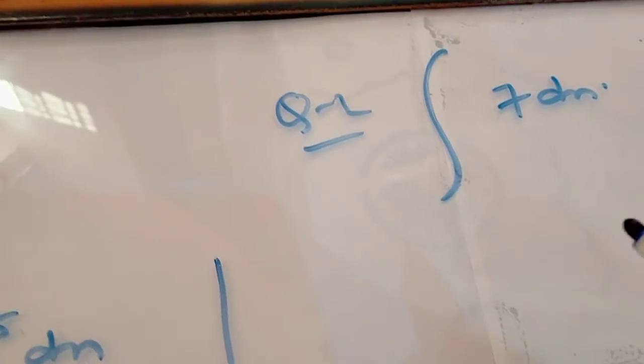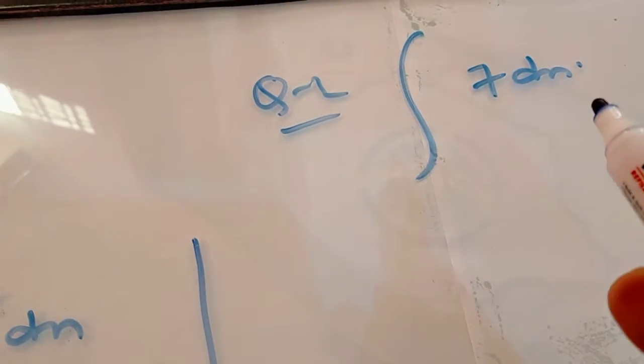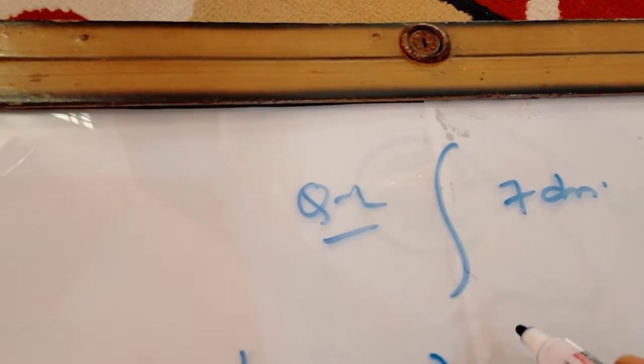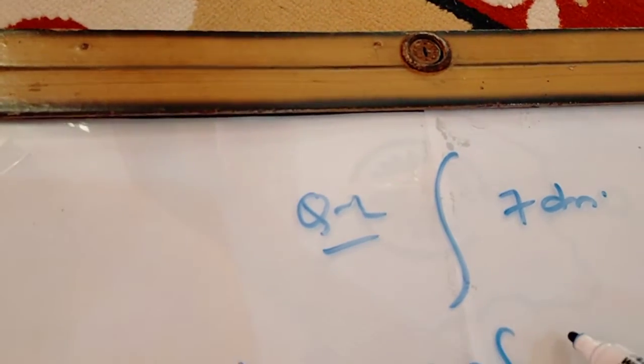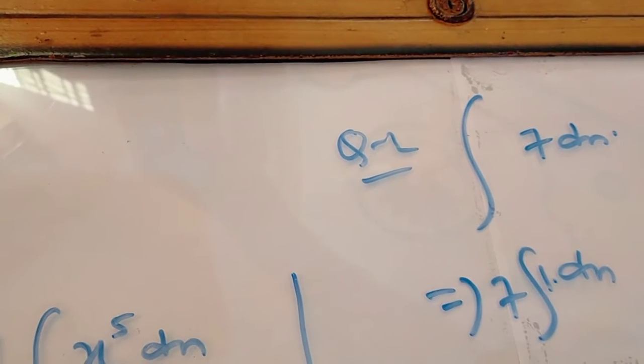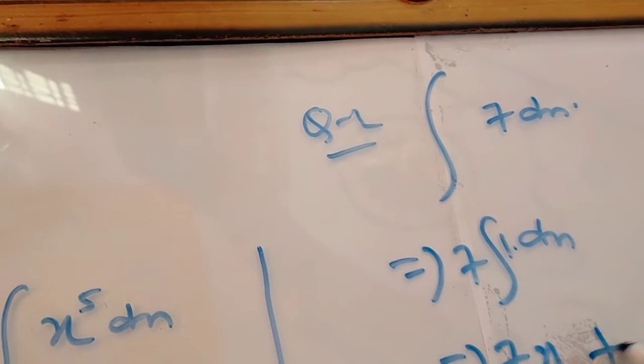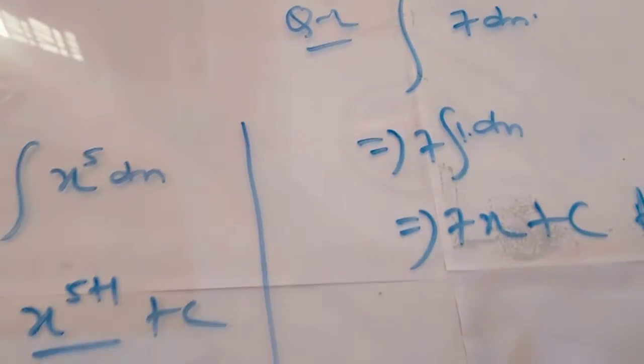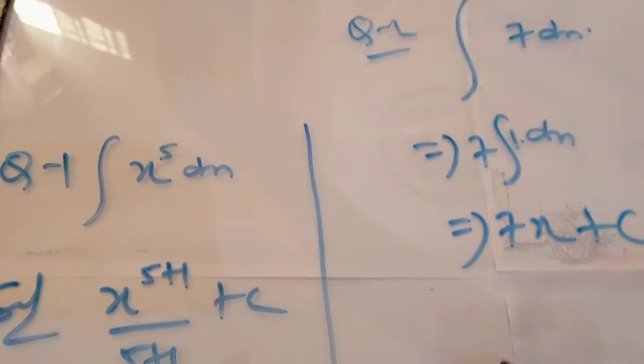Now look at another question. In this question it is given integration of 7 dx. You know 7 is a constant term, so it will be outside the integration. So it will be 1 dx only, and you know the value of 1 dx, it is x. So 7x plus c is the final answer. So here we have implemented one of the rules.